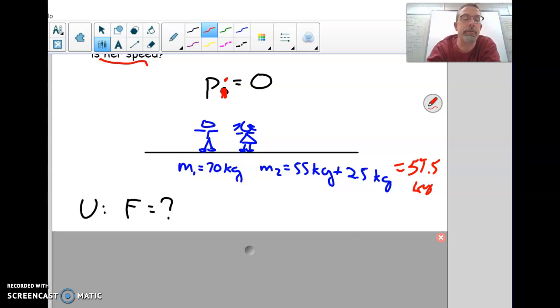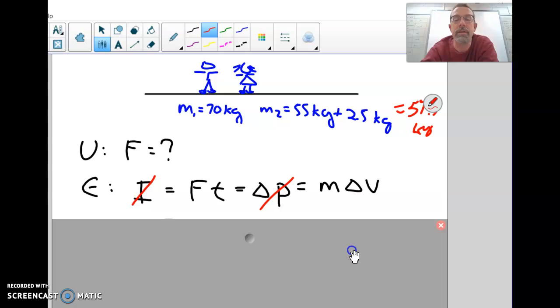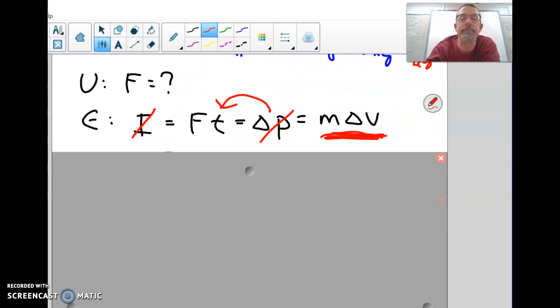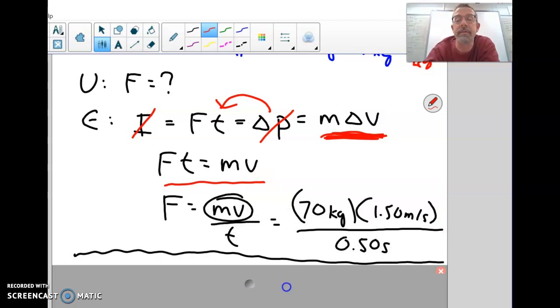First thing we're going to look for is the force. So this is an old momentum issue. The change in momentum equals the impulse here. So it's the mass times velocity that is my change in momentum. My change in momentum equals force times time. So force times time equals my change in momentum, or the momentum that this person has.